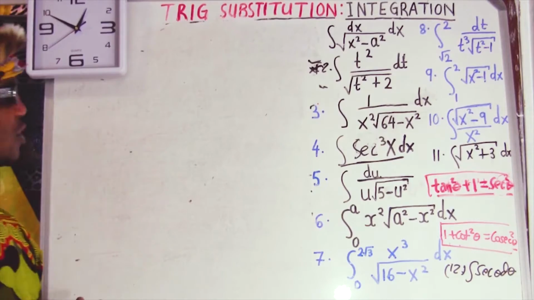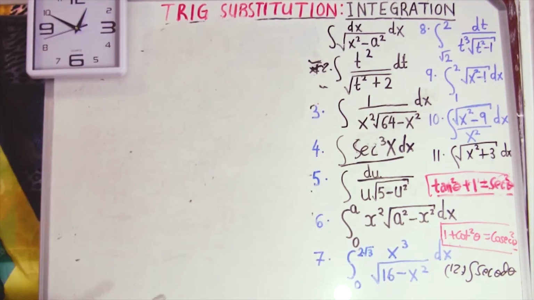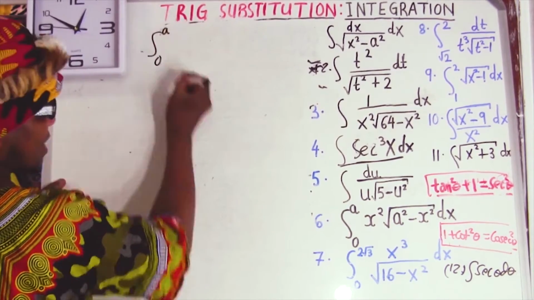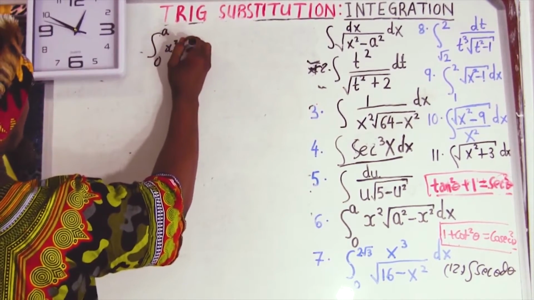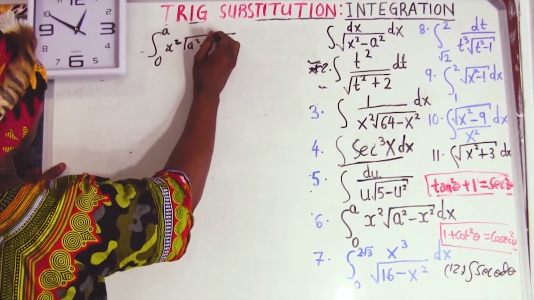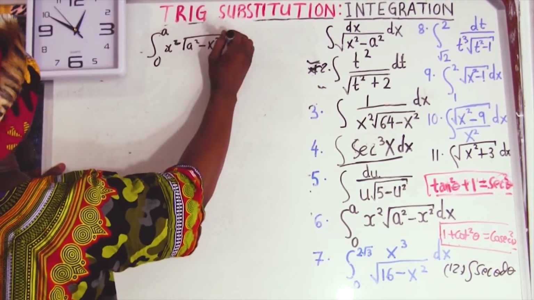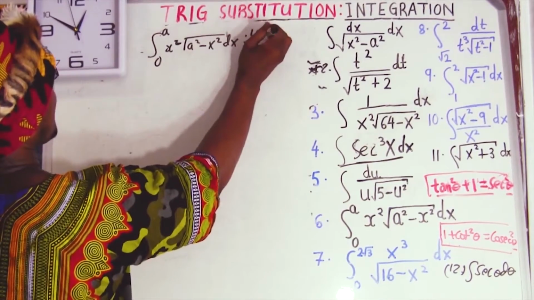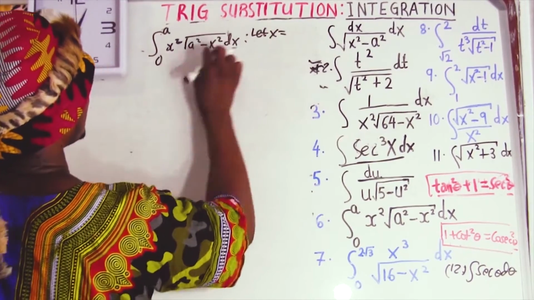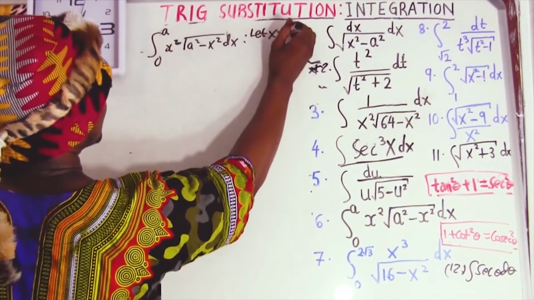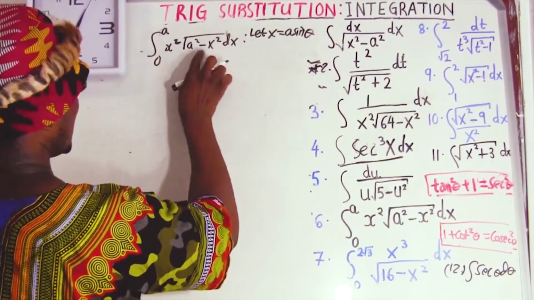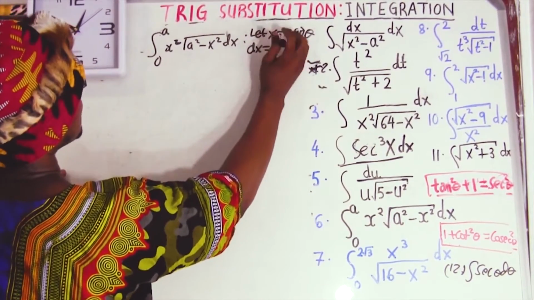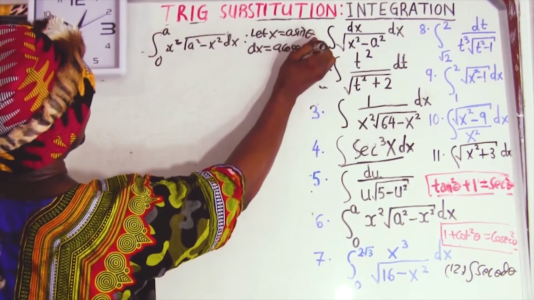Okay, now we go, so this is going to be sine also because it's a minus. So we have the integral from 0 to a of x squared over the square root of a squared minus x squared dx. So I'm going to let x equal to a sine theta, because this format is a squared minus x squared. Differentiating is going to give us dx equal to a cos theta d theta.